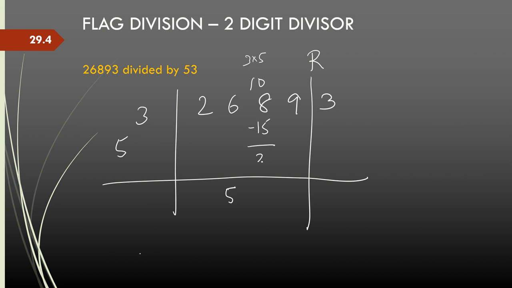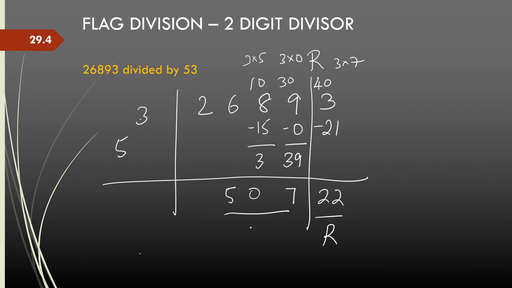So 18 minus 15 is 3, 3 divided by 5 is 0 times, 30 carried forward to the next place. Now the adjustment is 3 into 0, which is 0. So this is 39. 39 divided by 5 gives me 7 times, 35. 4 is carried forward as 40. Adjustment is 3 into 7, 21. So 43 minus 21 is 22. So 22 is the remainder of this division.